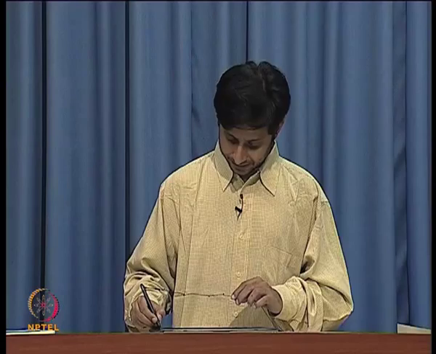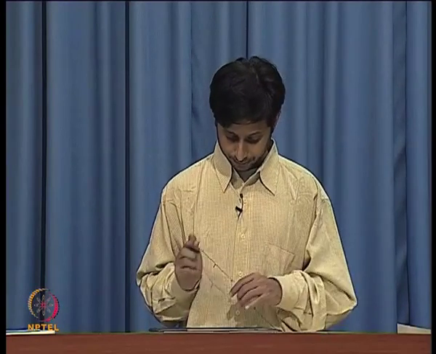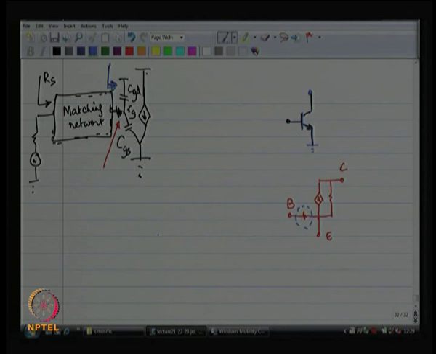So, these are other possibilities. So, basically, thinking about the BJT, you could just conceive of designing something which looks like this.